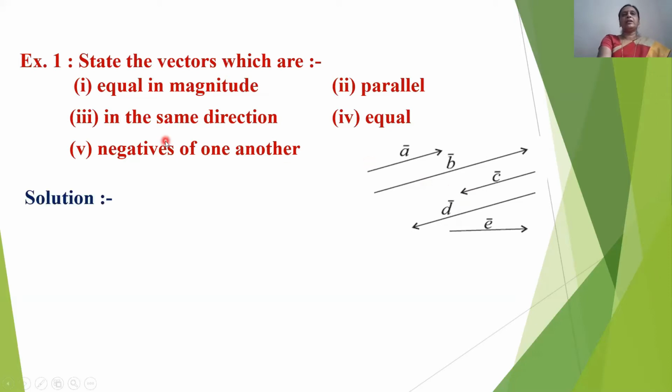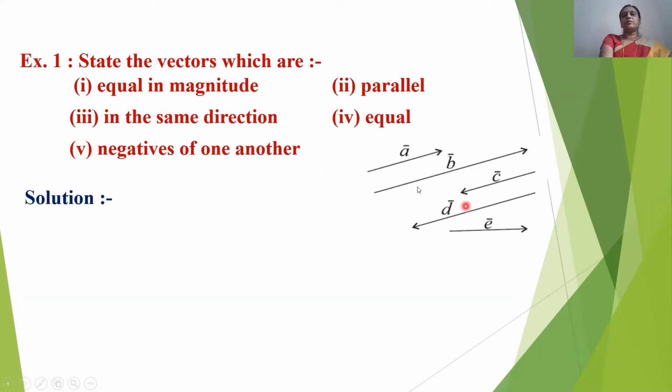First we will find equal in magnitude. Now observe these vectors. Which vectors are equal in magnitude? See here A bar, C bar, and E bar. These three are equal in magnitude. They have asked only magnitude, not the direction. Therefore, you see only magnitude. This A bar, C bar, and E bar are equal in magnitude.